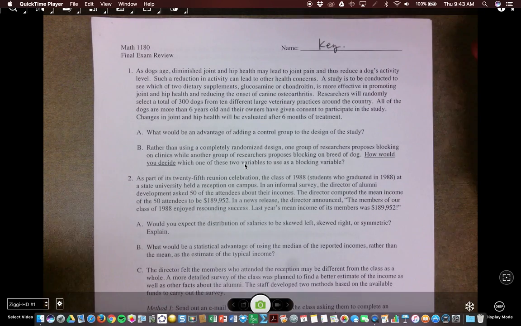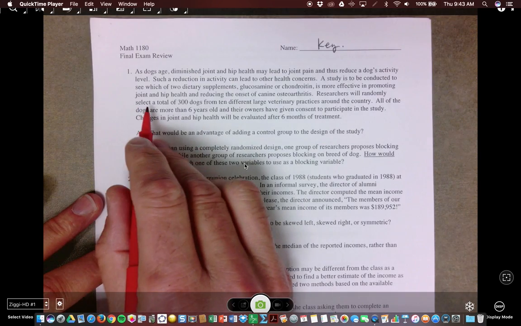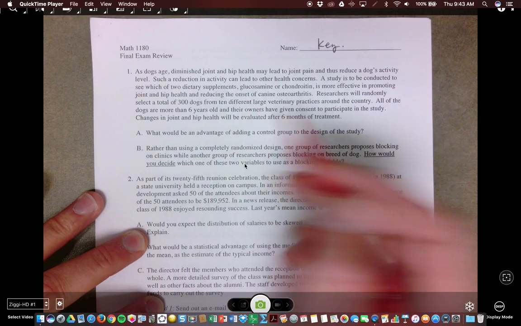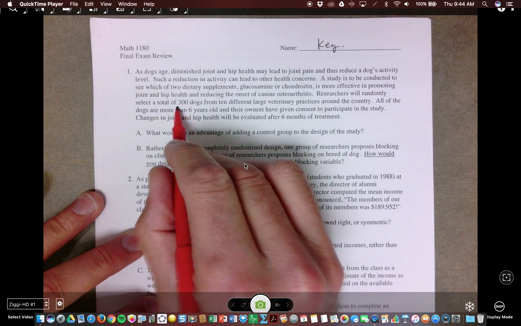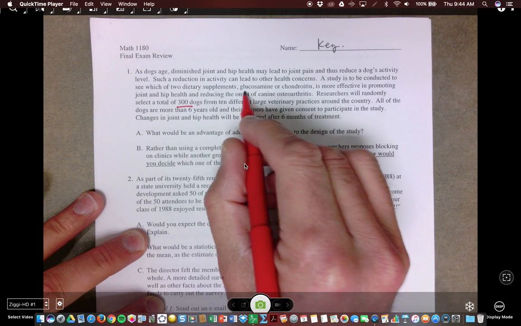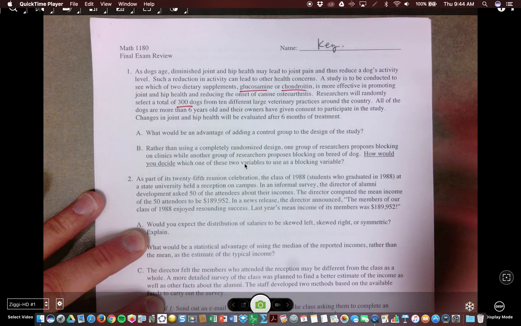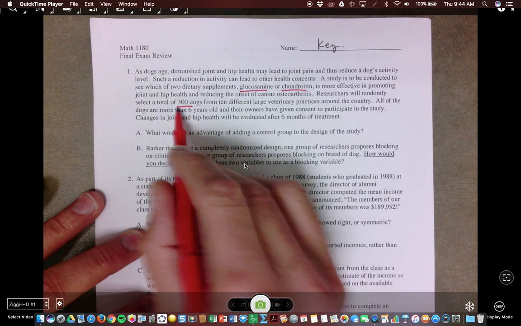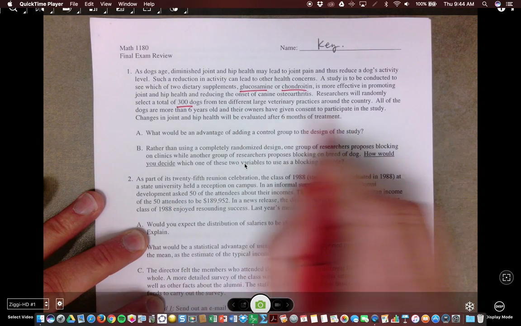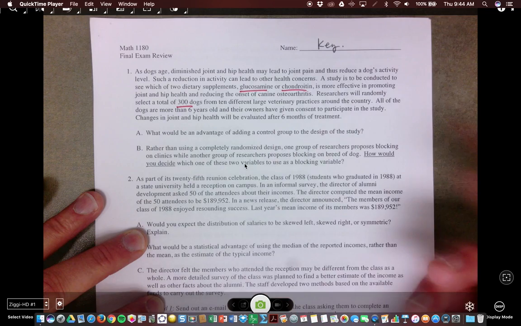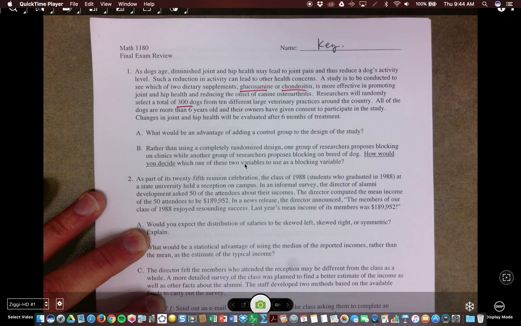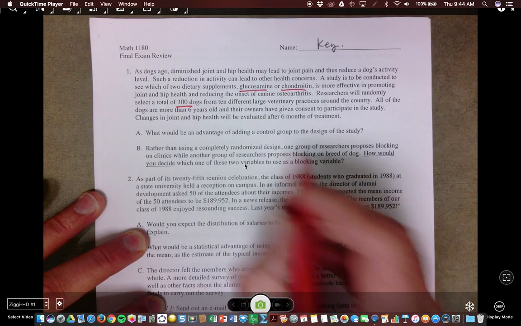For the first problem, I'm just going to talk through this one. This was the one about a study about dogs and their hip health, and they had 300 dogs to choose from that they were exposing to two different kinds of treatments. They put 150 in each group, and then they evaluated them after 6 months. First question is, what would be an advantage of adding a control group to the design of this study?